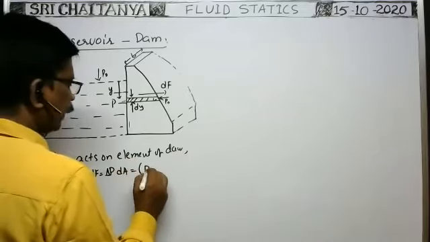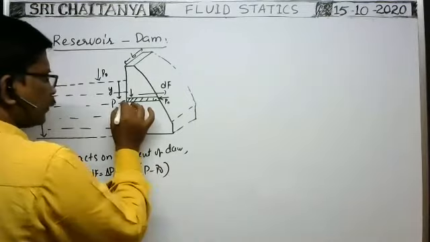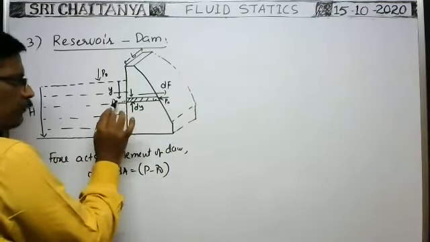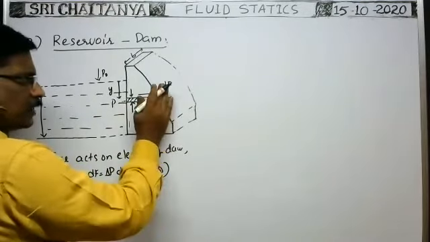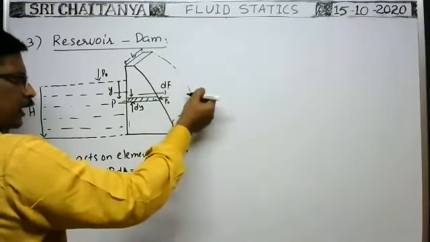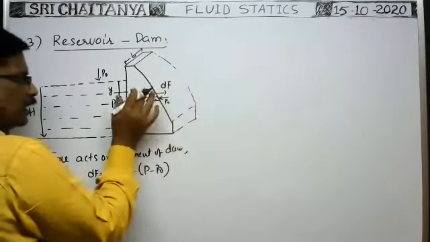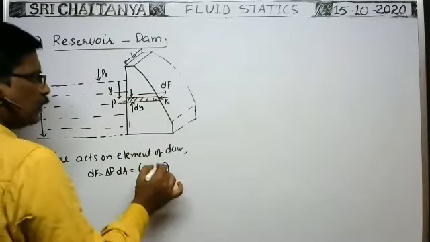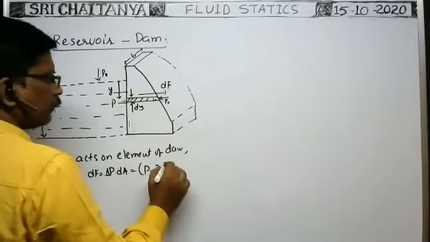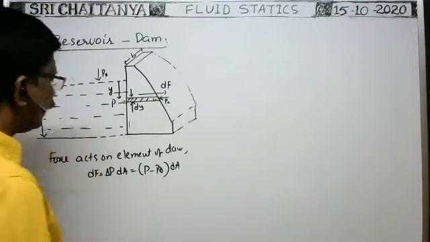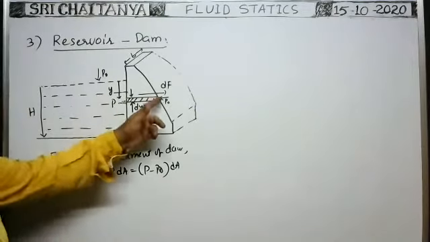Delta P means P minus P naught. Pressure at this point is P minus P naught, because due to pressure P at this point, force acts in this direction because the dam is open to atmosphere on the other side. That's why here atmosphere acts. So because of the pressure difference at this point and at this point, P minus P naught, some force acts on this element of the dam. The area of the element considered is say dA. Then this is the force due to pressure difference across this element.